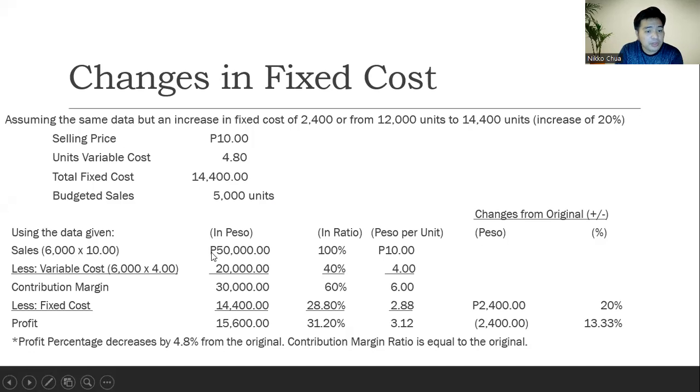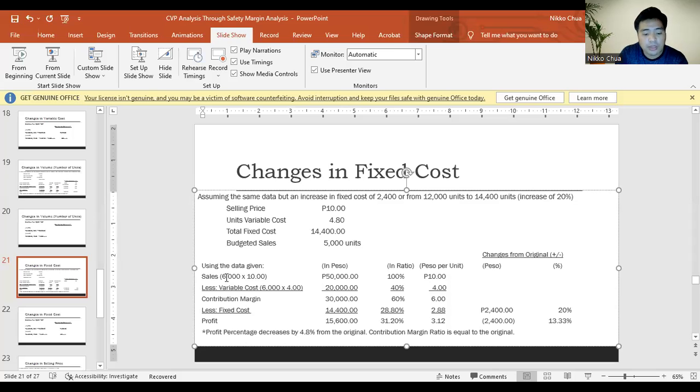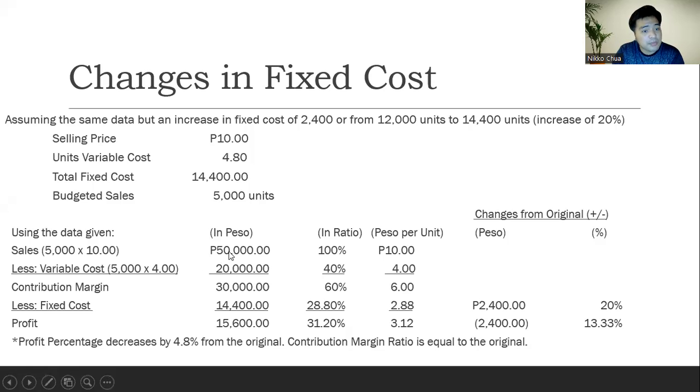So ganun pa rin po ang ating sales. Sales natin is 5,000 na po ang per unit. Then we will have this similar kanina, pero mag-change lang po ang fixed cost natin. So we will have 28.80% for the ratio of our fixed cost. So there is an increase of 2,400 in the fixed cost, 20%.